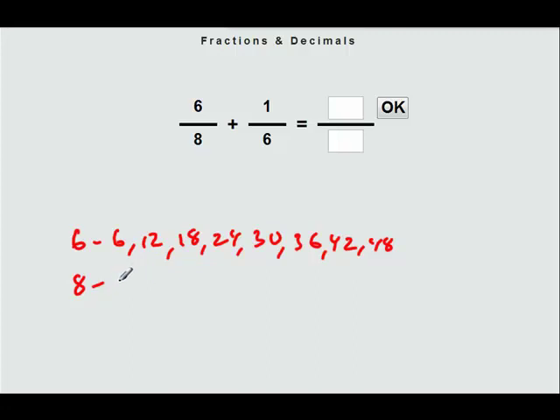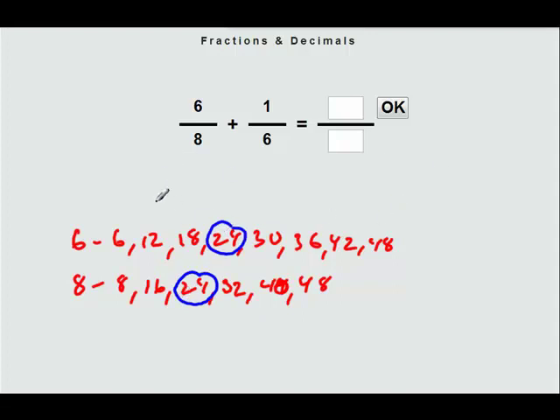Let's go with 8. 8 times 1 is 8. 16, 24, 32, 40, 48, and we'll stop there. Now again, we're looking for the lowest. Even though the 48 is the same, let's look at the lowest. So let's look down at this end, see what we have. This is the same. Here we go. 24. Our LCM is going to be 24.